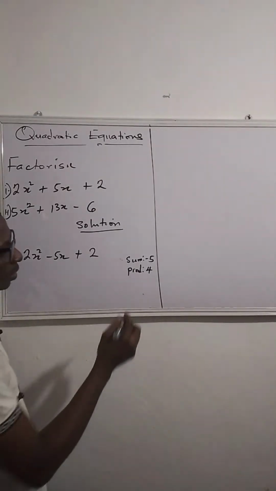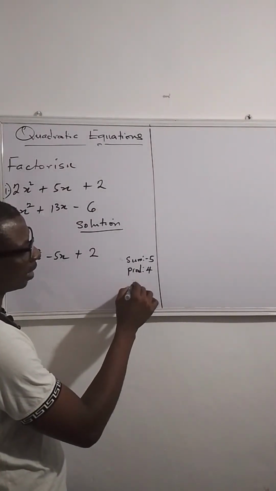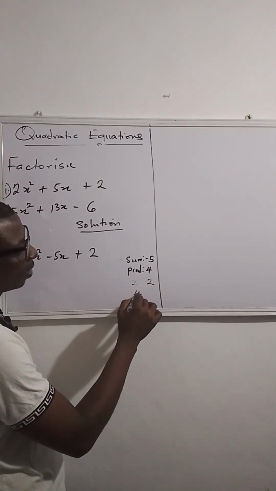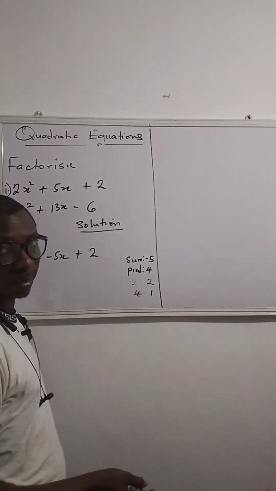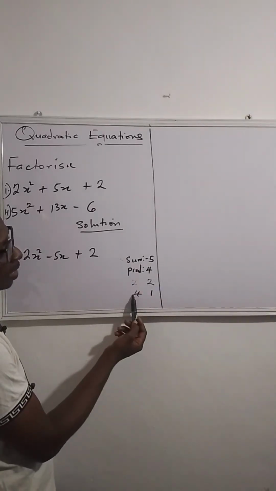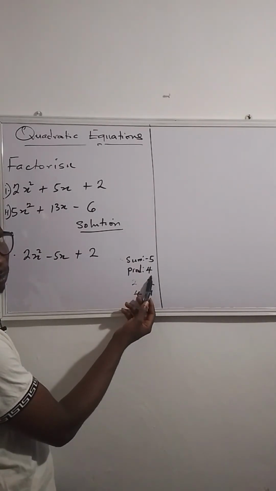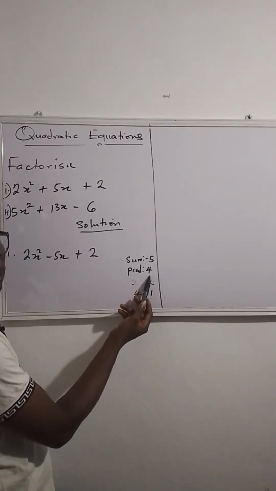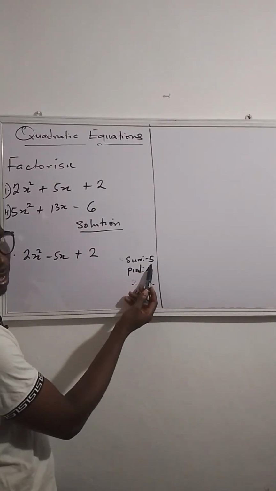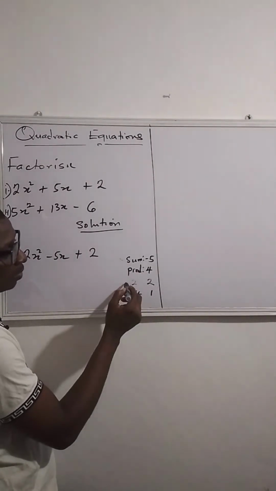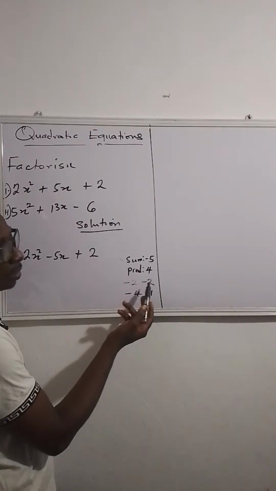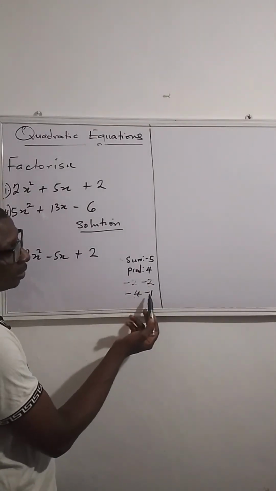So I can have 2 and 2. I can have 4 and 1. Now look at this. If I multiply this and this together, we have plus 4. Multiply this and this together, I have 4. All of these numbers are factors of 4. But if I add this and this together, I can't have minus 5. So let me introduce minus signs here. So I have negative 2, negative 2, negative 4, negative 1.